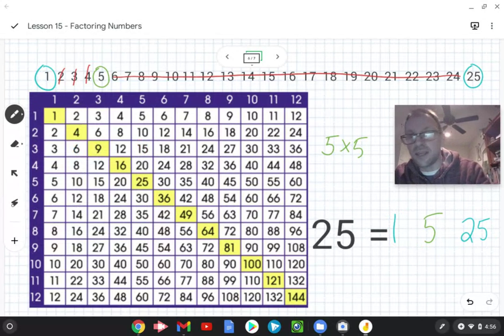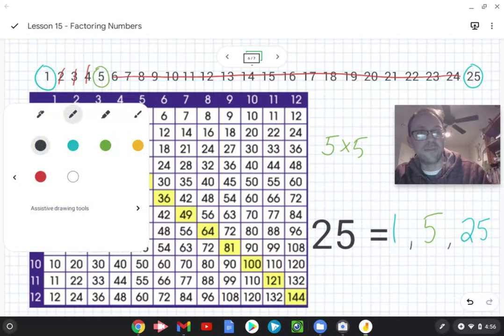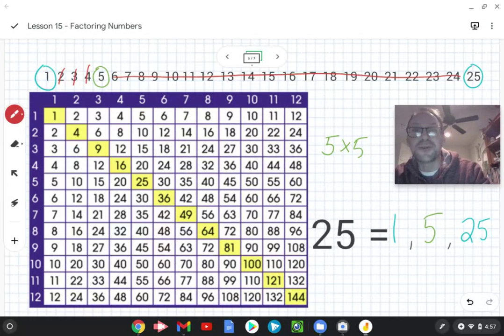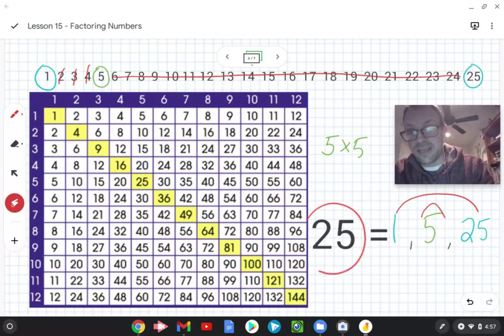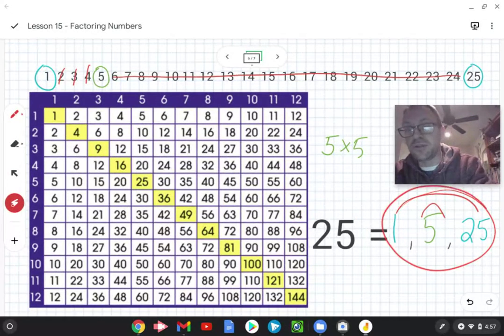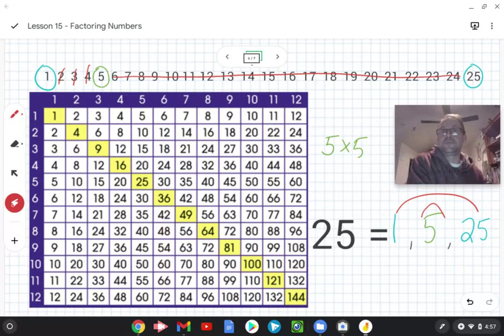Let's go ahead and put commas between them and make a factor rainbow to keep ourselves organized. 1 times 25 and 5 times 5. Factoring numbers is when you're given the product, the number, the answer, and you're going to find all the numbers that multiply to get to that number. It's called factoring because all of these numbers are called factors.